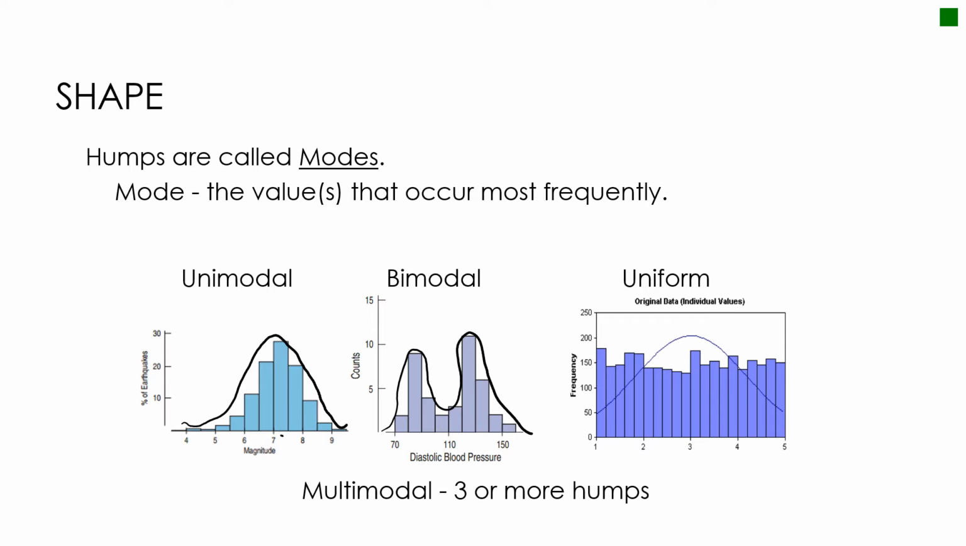So we would call this unimodal or one mode. This is bimodal or two modes. Multimodal would be three or more. And then uniform would be that there really isn't much of a hump at all. It's just that everything looks like it's about the same height.